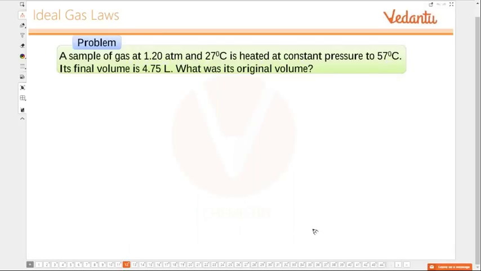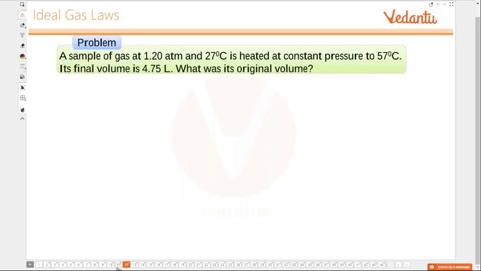Let us take up the simple problem. A sample of gas at 1.20 atmosphere and 27 degrees centigrade is heated at constant pressure to 57 degrees centigrade. Its final volume is 4.75 liter. What was its original volume?